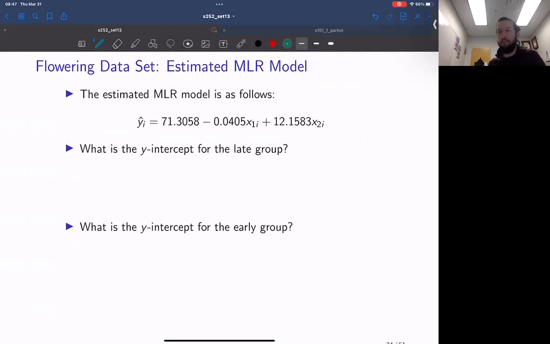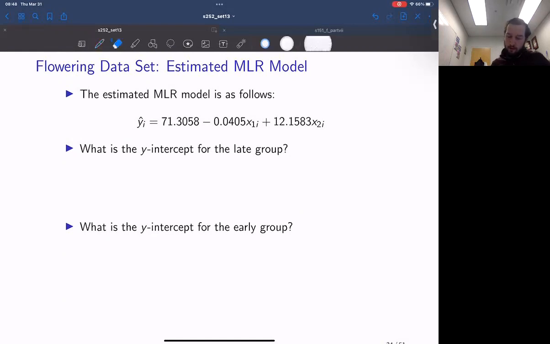So here is the fitted model. We have yi hat is 71.3058 minus 0.0405 x1 plus 12.1583 x2. The model is showing us that as light intensity increases, the number of flowers decreases, but it's a very small decrease. The more intense the light, the more it tends to drive the number of flowers that blossom down.